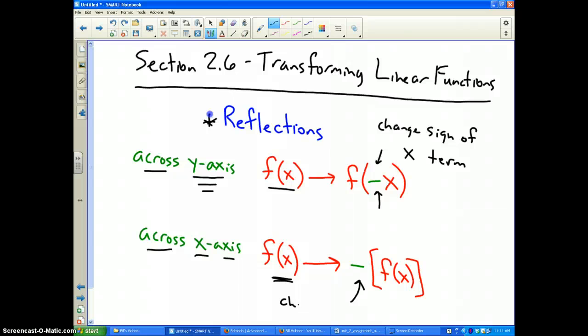It means change all the signs of all the terms. So you have to understand which reflection you are doing. So using those rules, let's practice. If you want to pause the video, please pause at this time to copy those rules down. Make sure you highlight them or put a box around them in your notes.